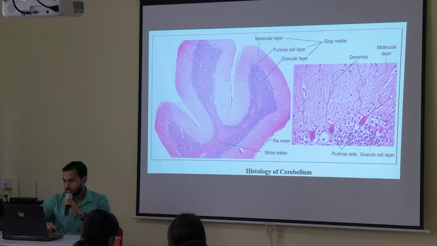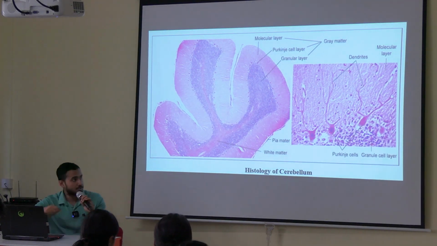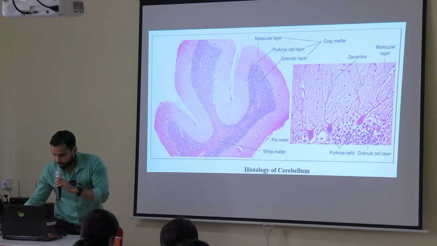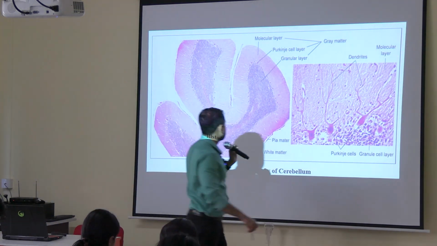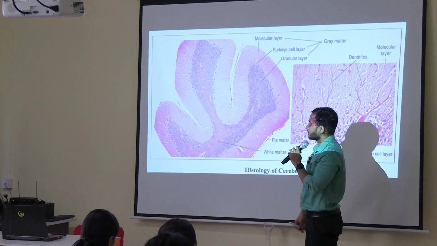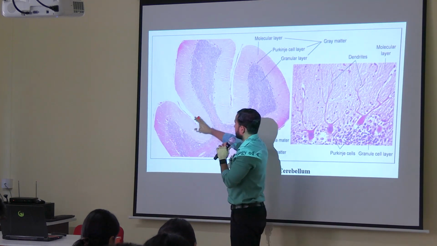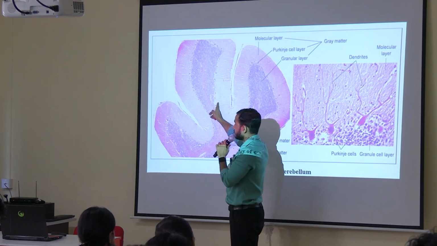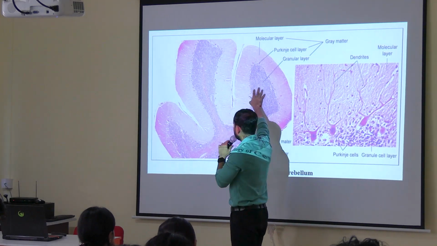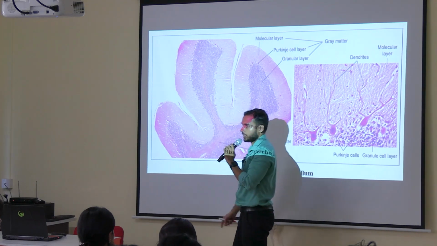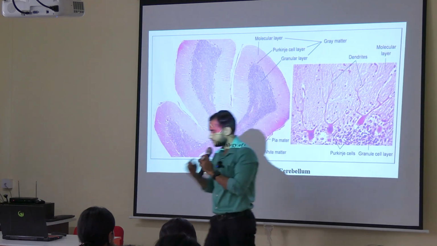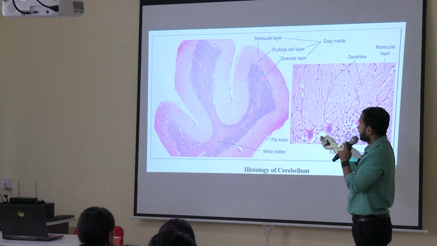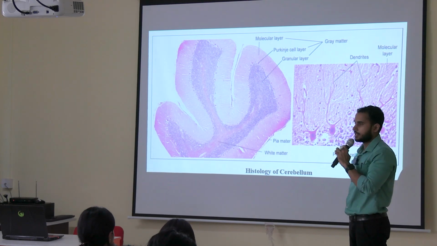Next, this is the histological diagram. Okay, this is low magnification, this is under high magnification. So what you can see here? What is this called? This entire part, folia. So this is one folium. This is one folium. This is one folium. Okay. Now, if you take one folium, suppose you have taken this folium, okay? Now you have to identify the layers.